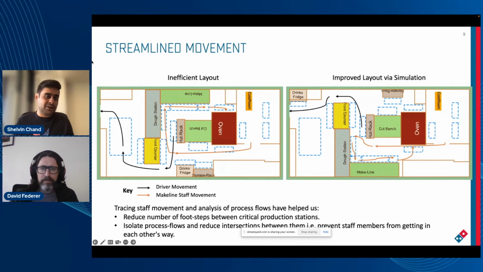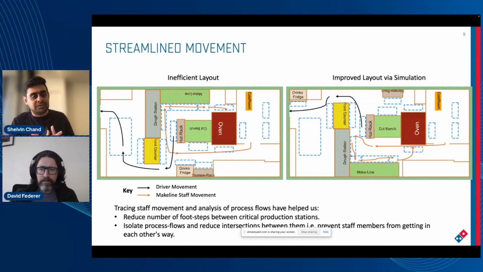So if you look at the layout on the left, that is a layout for an existing store that we have. And we have the typical store equipment. You've got your oven, cut bench, make line, dough station, front counter, and so on. You've got your entrance and exit here at the front. And then we've got these arrows here. The black arrow indicates the movement of the driver, and the orange arrows indicate the movement of the make line staff, essentially the people who work on preparing your pizza or your sides.